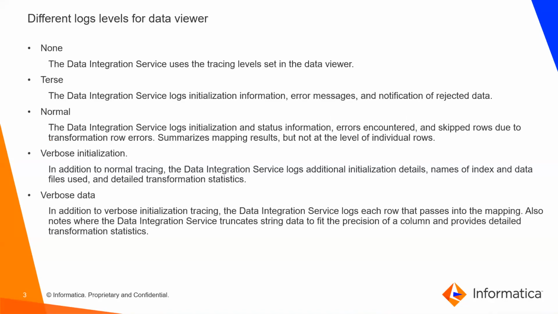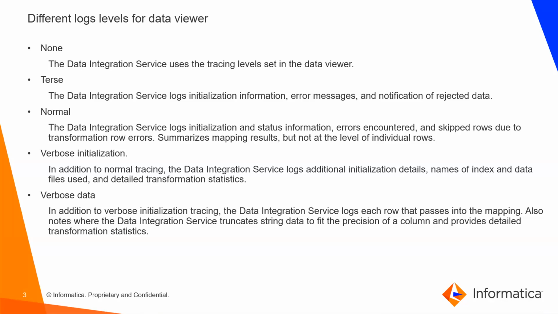First, we will go through the different types of log levels available for data viewer. There are 5 types of log level. We'll go through them one by one. First is none. The data integration service uses the tracing levels set in the data viewer. Second one is terse. The data integration service logs initialization information, error messages, and notification of rejected data.